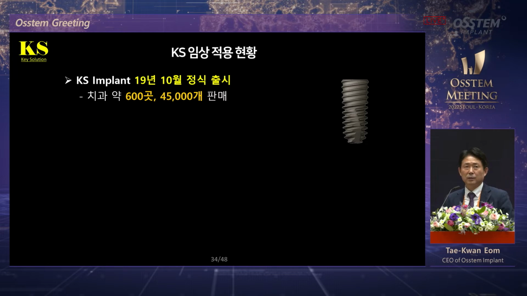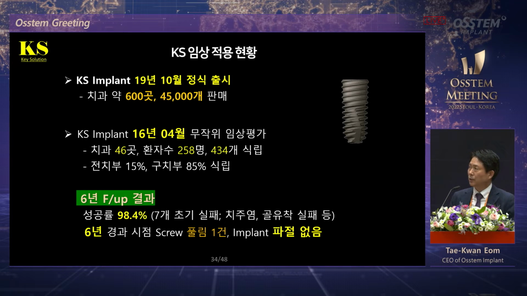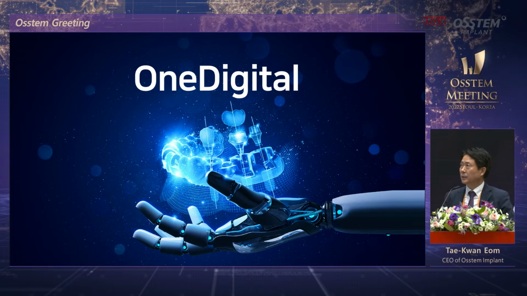So clinical application of KS: it has been available since October 2019. About 45,000 of them have been sold, and we did the clinical follow-up evaluation in 46 clinics and 258 patients. The population is small, but there was only 1 screw loosening at 6 years.